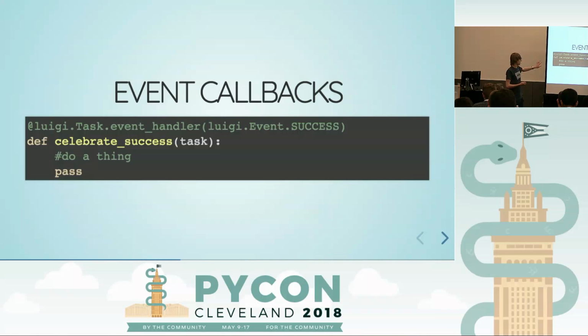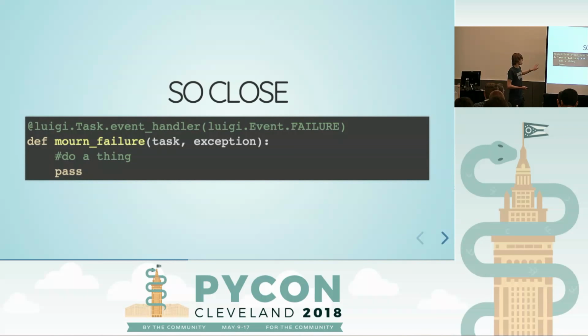Now, there are, of course, more than just success events. There are also failure events. So when a task fails, you can do the same thing. But in this case, you're actually going to take two parameters. You're going to have that task instance like before, but you also have the exception. So you have now a little more context about what really did fail, not just what task failed, but why did it fail. And so you can use that information to do whatever you need it to do.